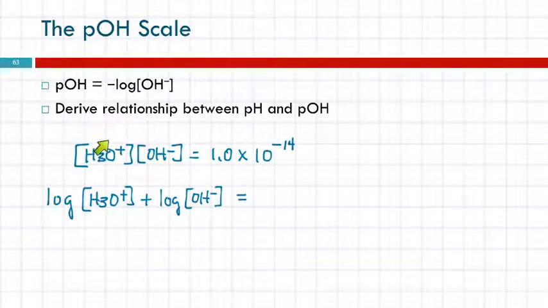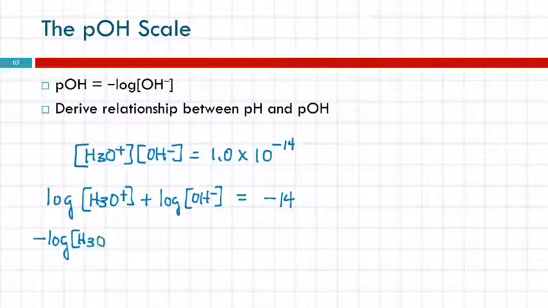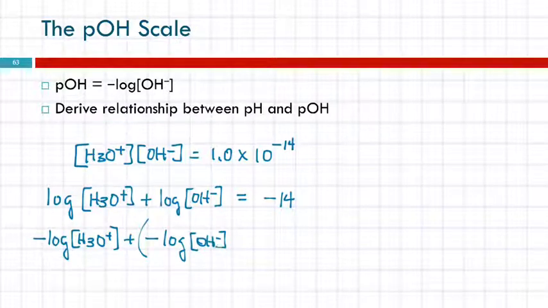So the log of this side equals the log of that plus the log of this. What is the log of 1 times 10 to the minus 14? It's minus 14. Not the pH, but just the log. So the log of that side is negative 14. Well, I want to get rid of this negative sign. So I'm going to multiply both sides by negative 1. So that's going to give me negative log of hydronium ion concentration plus negative log of the hydroxide ion concentration is equal to positive 14. Just change the sign on everything.